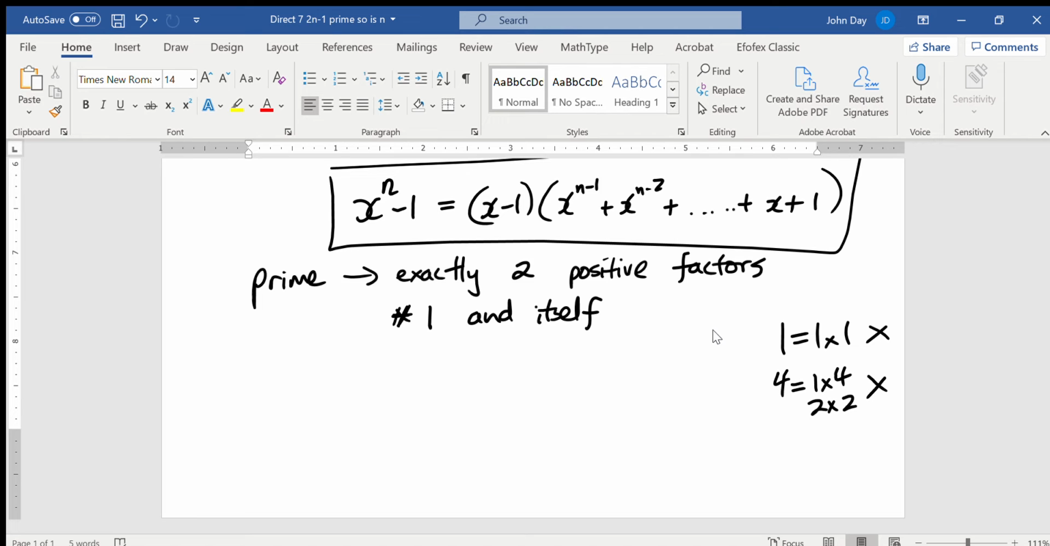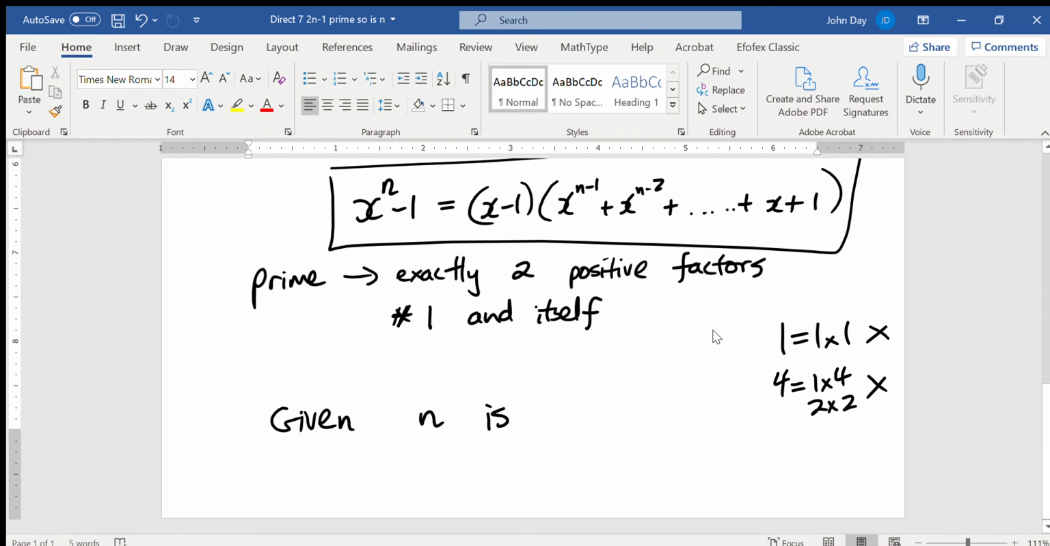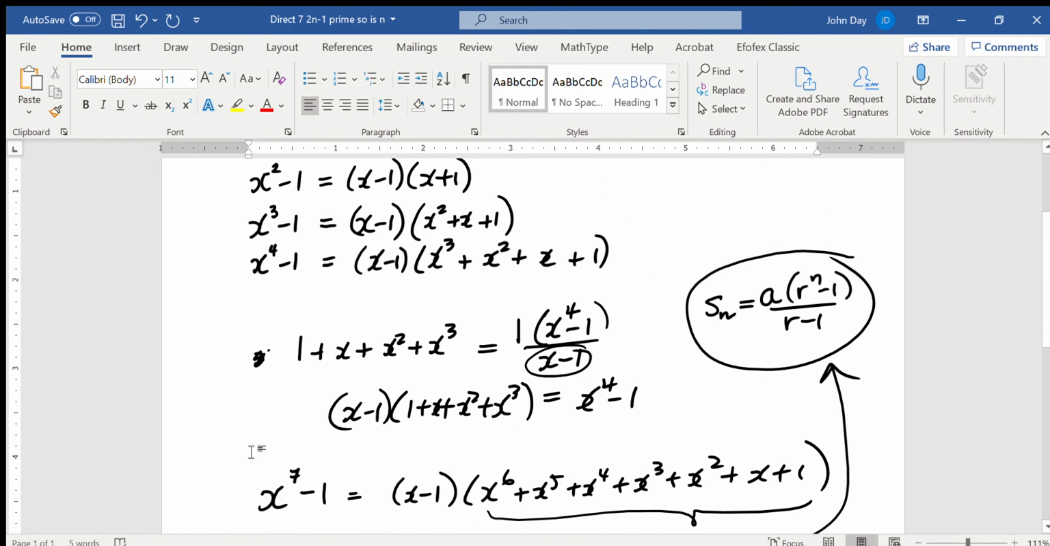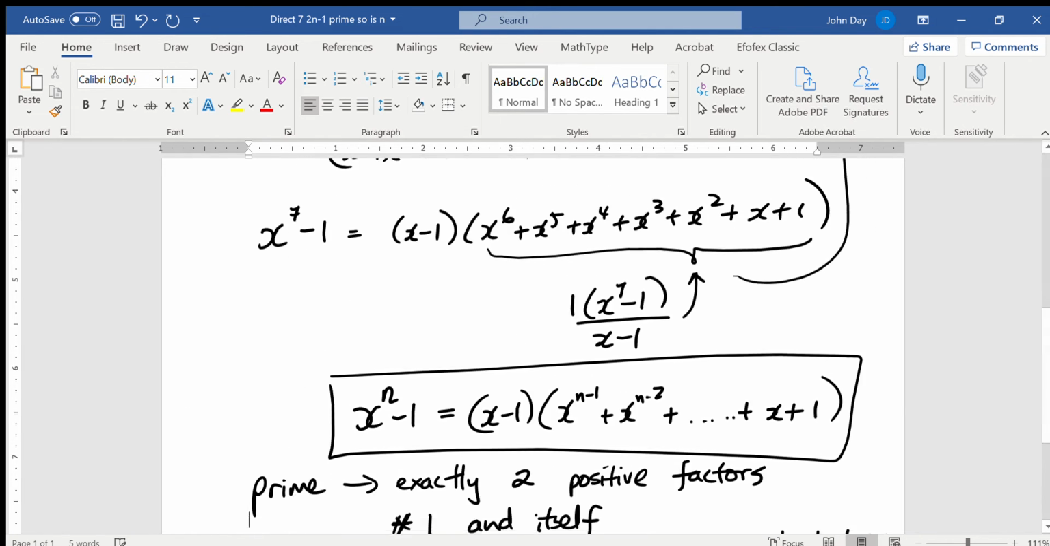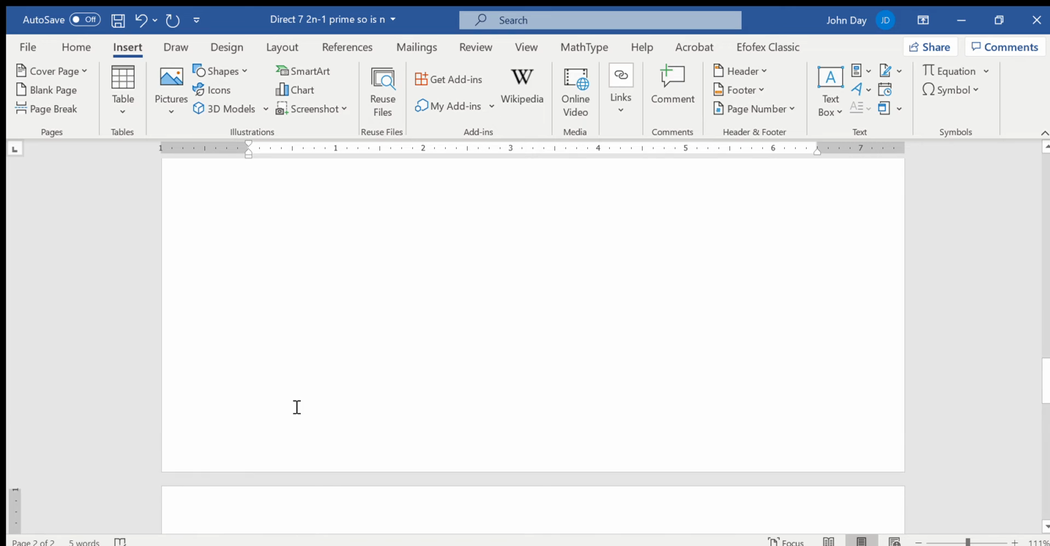All right, so we're given that n is not prime. I need to get another page here, and I'm going to work out how I'm going to get down there. Well, it's not going to be via that method. Let's just try to get down and put another page break in so that we can keep going.